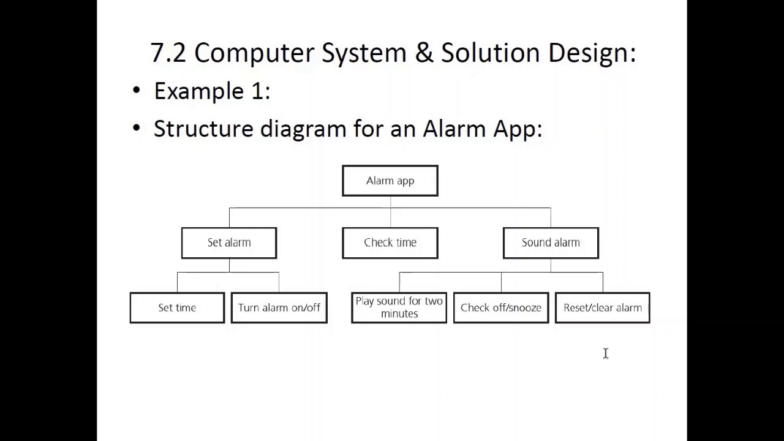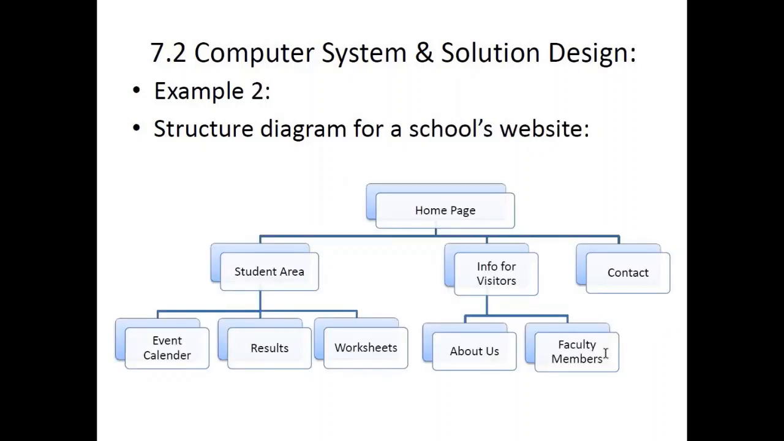And if we talk about another example, for a school website, the main system is the home page or the school website. Then we have student area, information for visitors, and contact. Contact is a single page. There are not any further divisions, whereas information for visitors has about us and details about faculty members, whereas student area has event calendar, results, and worksheets, and so on. You can elaborate.